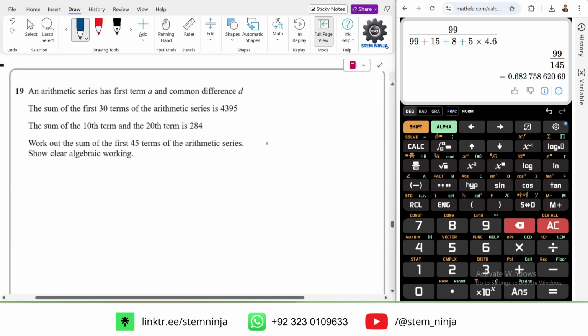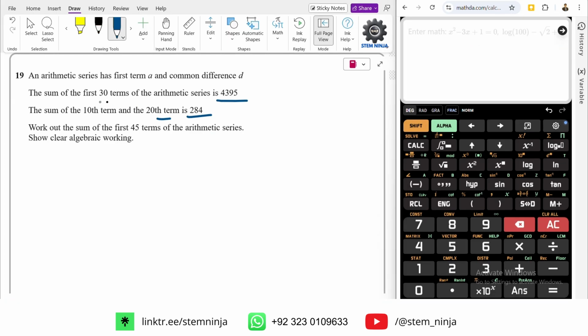Okay, let's move on. An arithmetic series has a first term A and common difference D. Sum of the first 30 terms of the arithmetic series is 4395. Sum of the 10th term and the 20th term is 284. Work out the sum of the first 45 terms of the arithmetic series. So we have two conditions and two unknowns.